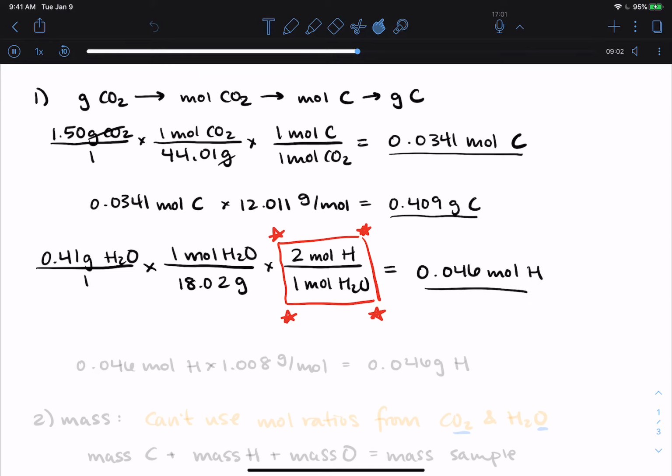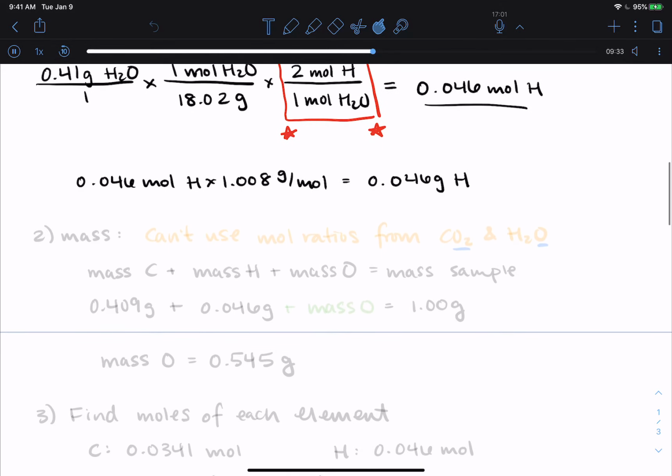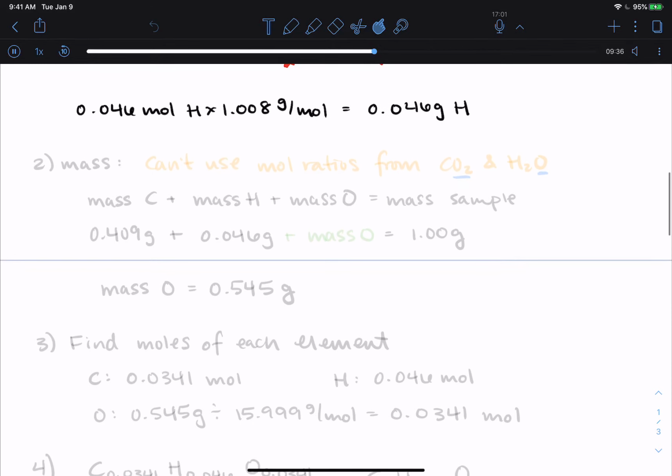Right? We're going to need this number later. But we also need the mass: the 0.046 moles of hydrogen times 1.008 grams per mole. My original sample had 0.046 grams of hydrogen in it. Okay. My molecule has carbon, hydrogen, and oxygen. Oxygen is the only thing that I need information about. So step 2 is getting the mass of oxygen.